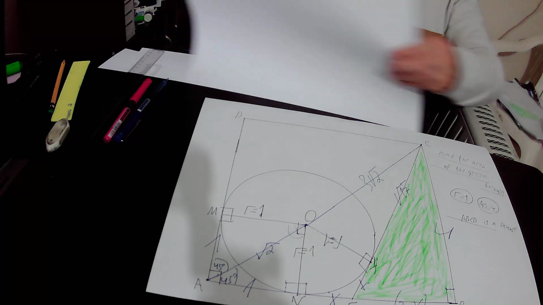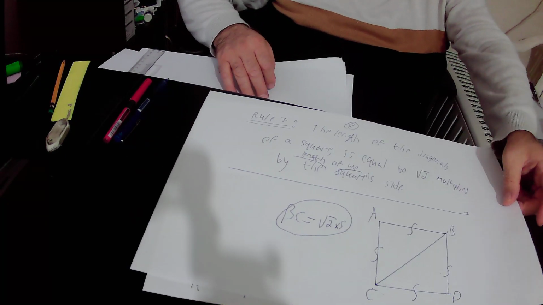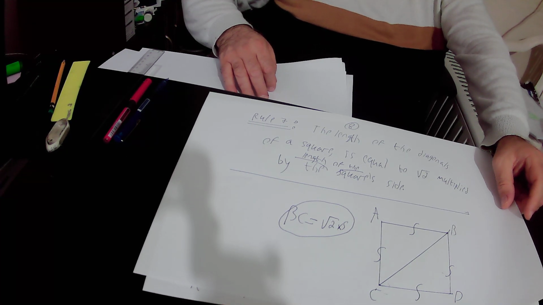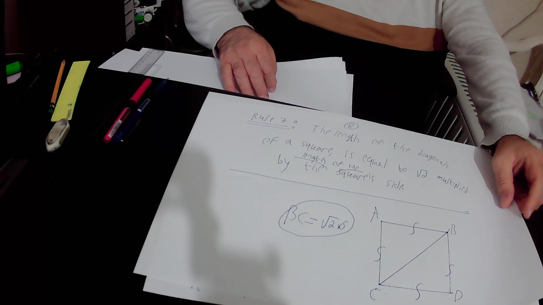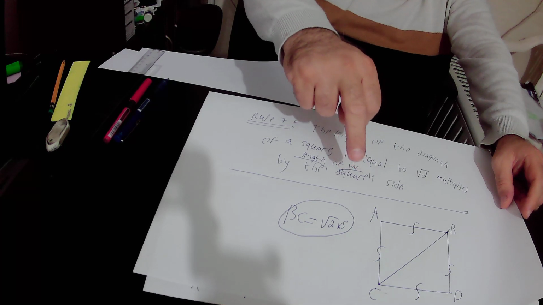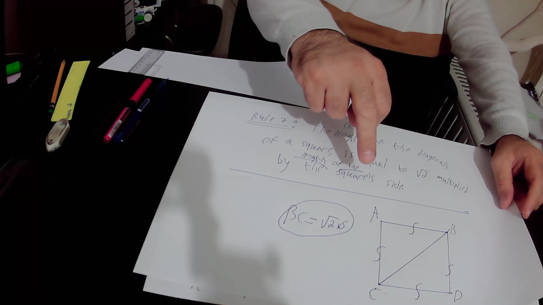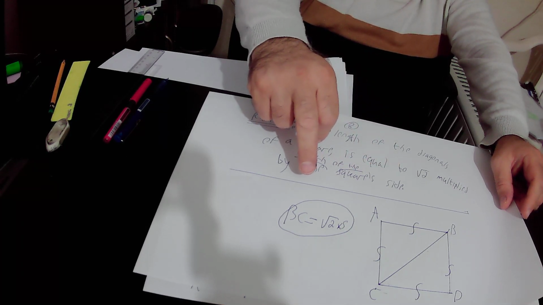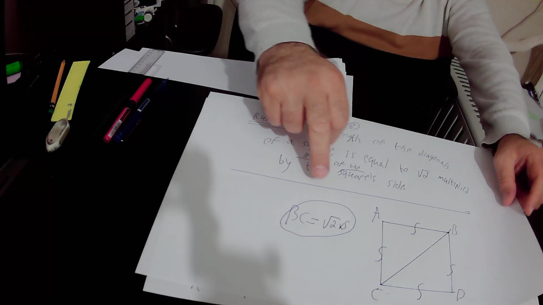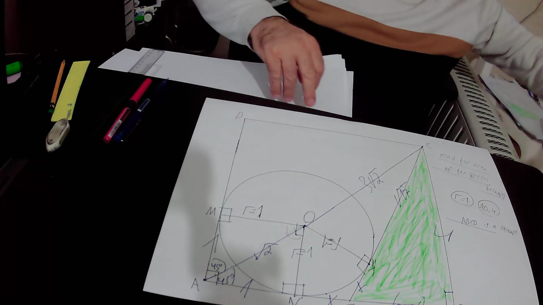And we also have rule number 7, which says that the length of the diagonal of a square is equal to square root of 2 multiplied by the length of the square's side. What rule number 7 means is that if the length of one side of square ABCD equals S units, then the length of its diagonal BC equals S times square root of 2 units. Okay?